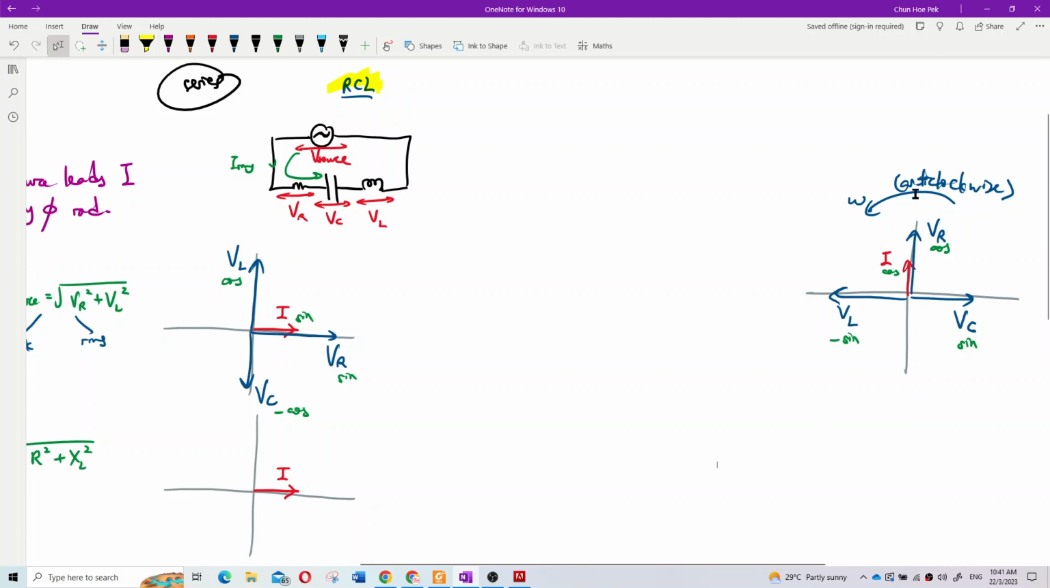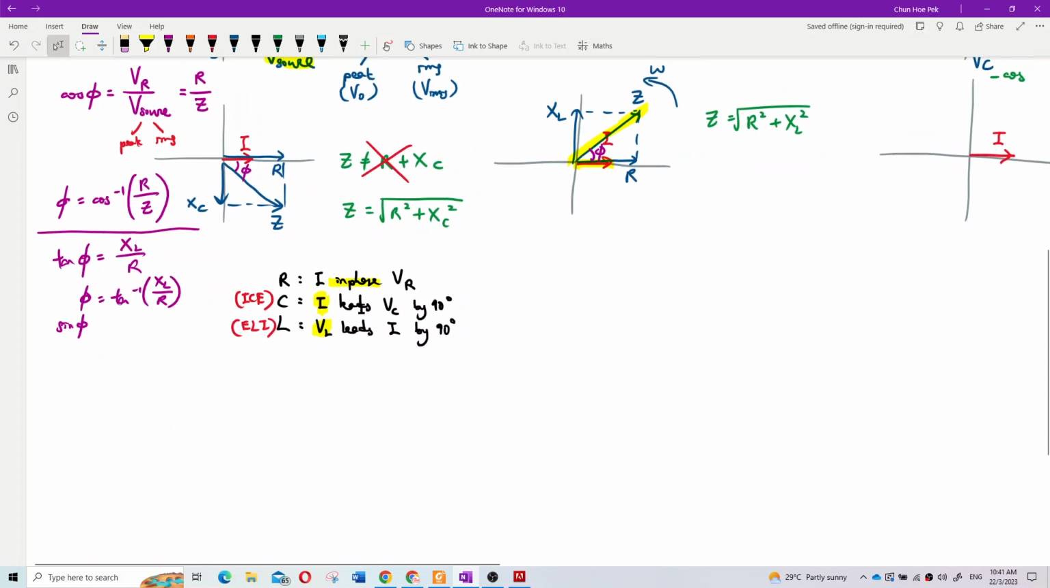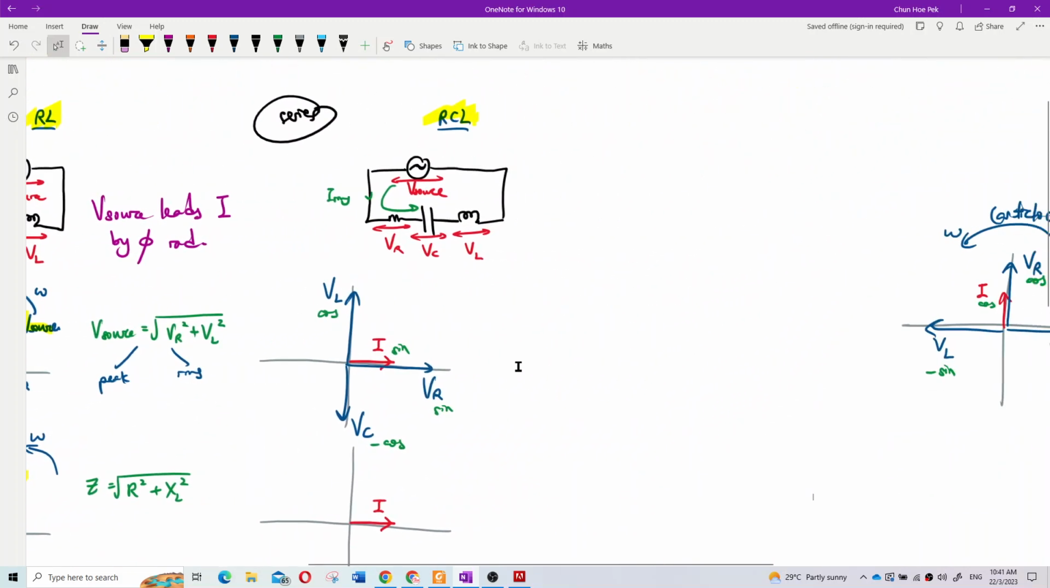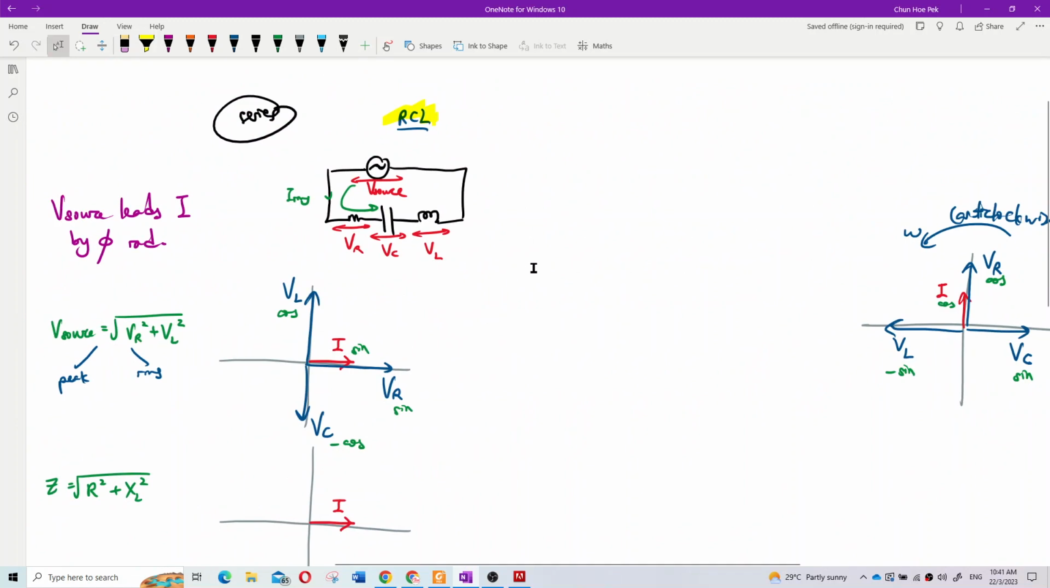Draw the phasor diagram first, then only you can identify what equation they are. Understand? Like this, VL is negative sine, and VC is sine. You must know that VR and I are in phase. If you understand, it's easy. If you don't understand, it becomes difficult.